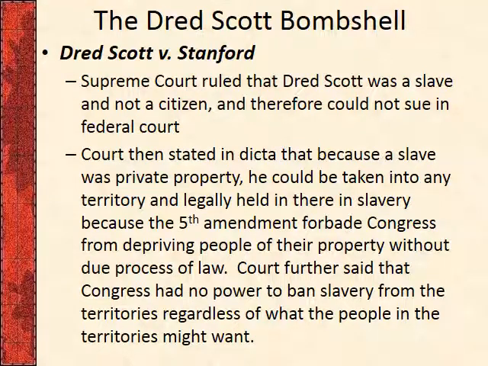Dred Scott. I'm having you read Dred Scott, or you already read Dred Scott, but I think it's important that we talk about it now. And so here we go. Dred Scott versus Sandford. We already read the facts in class. We talked about it, but I want you to review it one more time. The Supreme Court ruled that Dred Scott was a slave and not a citizen, and therefore he could not sue in federal court. The case should end there.